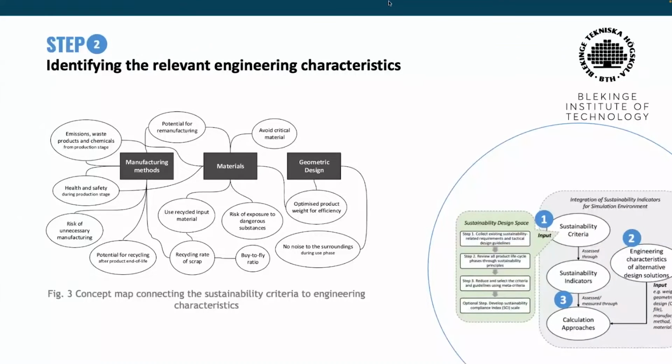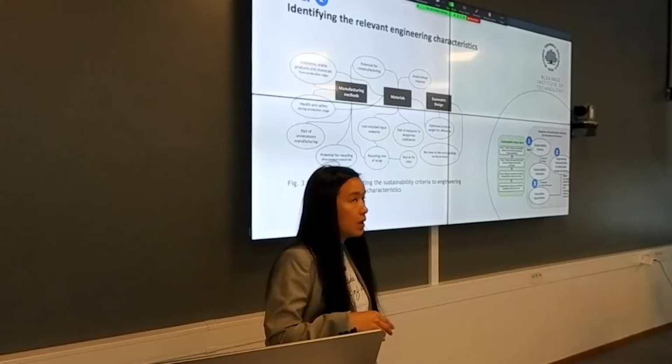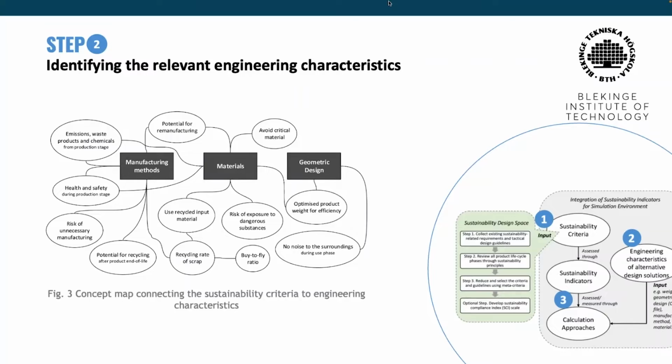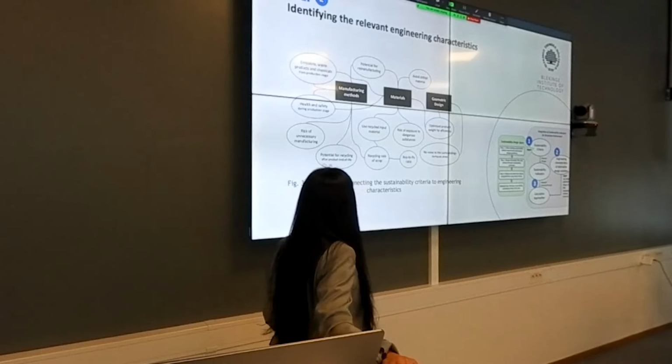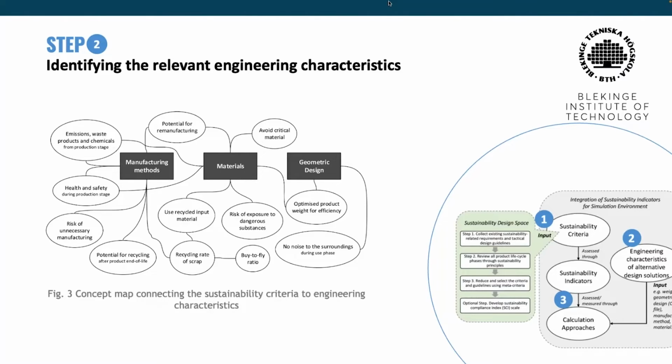The second step of this method is to identify the important and relevant engineering characteristics related to the product, so that they can be used as input data when people want to see different features of the product and how they affect the end results. This is where we try to map the important indicators that are related to the sustainability aspects. For example, for each design, we would like to know what materials or manufacturing methods are used to create it, because it relates to all these other sustainability criteria.